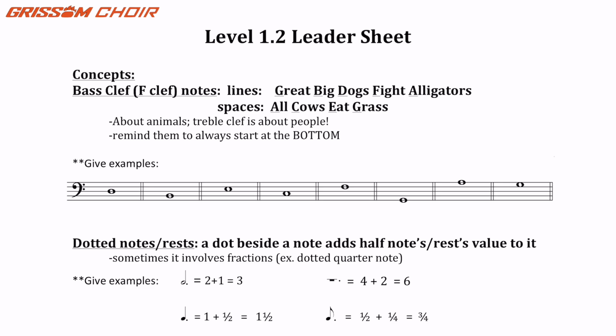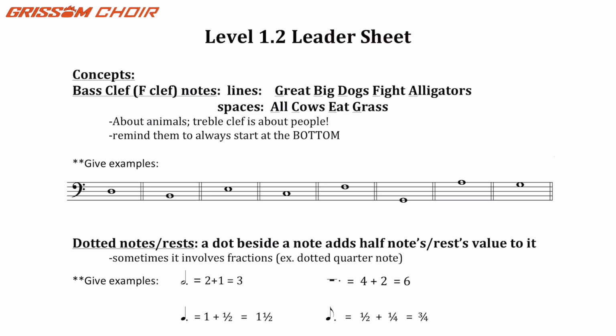The first concept in 1.2 is learning the lines and spaces of the bass clef. The bass clef, otherwise known as the F clef, we'll talk about why it's called the F clef in a little bit. We have our 5 lines and 4 spaces. The lines and spaces, while still in the same order as the treble clef, A, B, C, D, E, F, G, A, B, C, D, E, F, G, the bottom line and the bottom space are not the same.